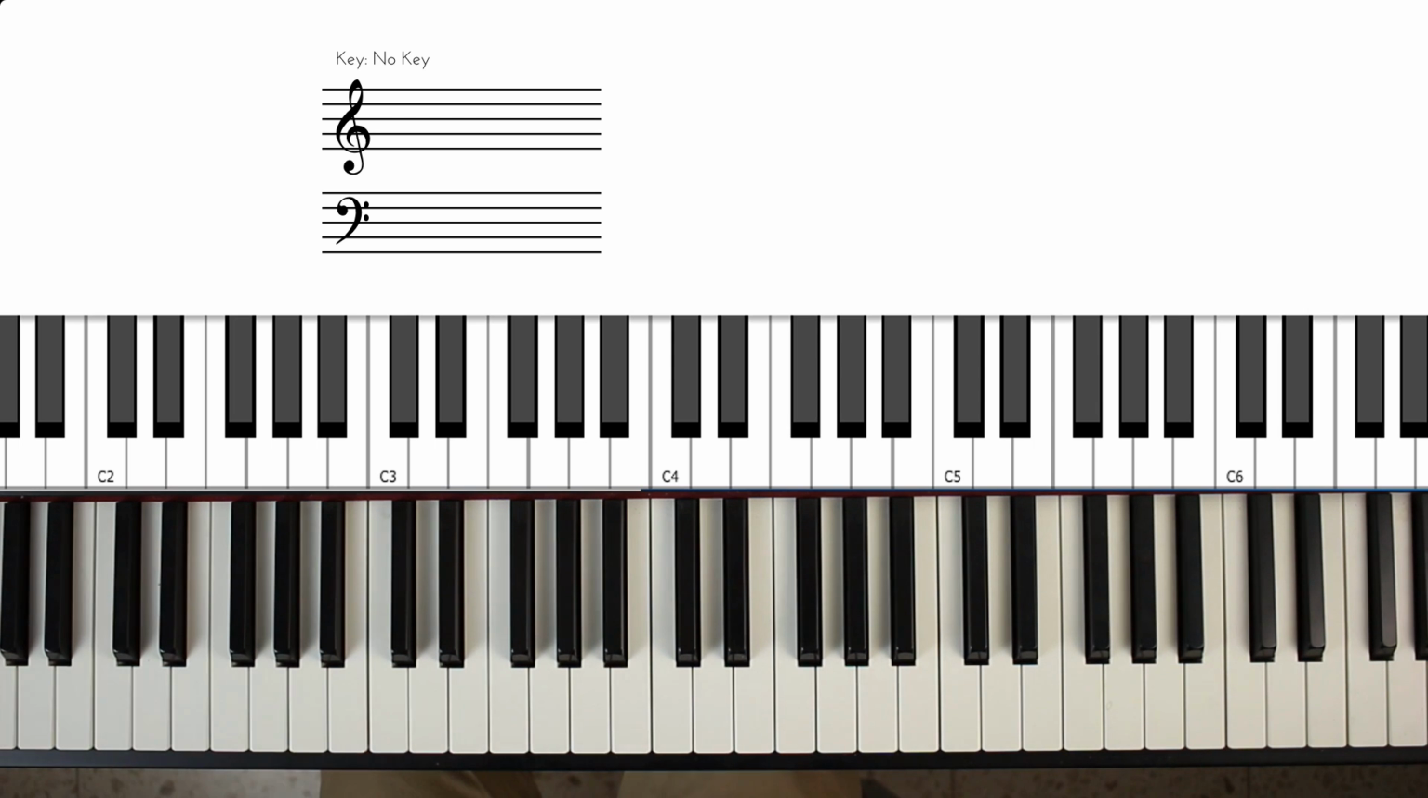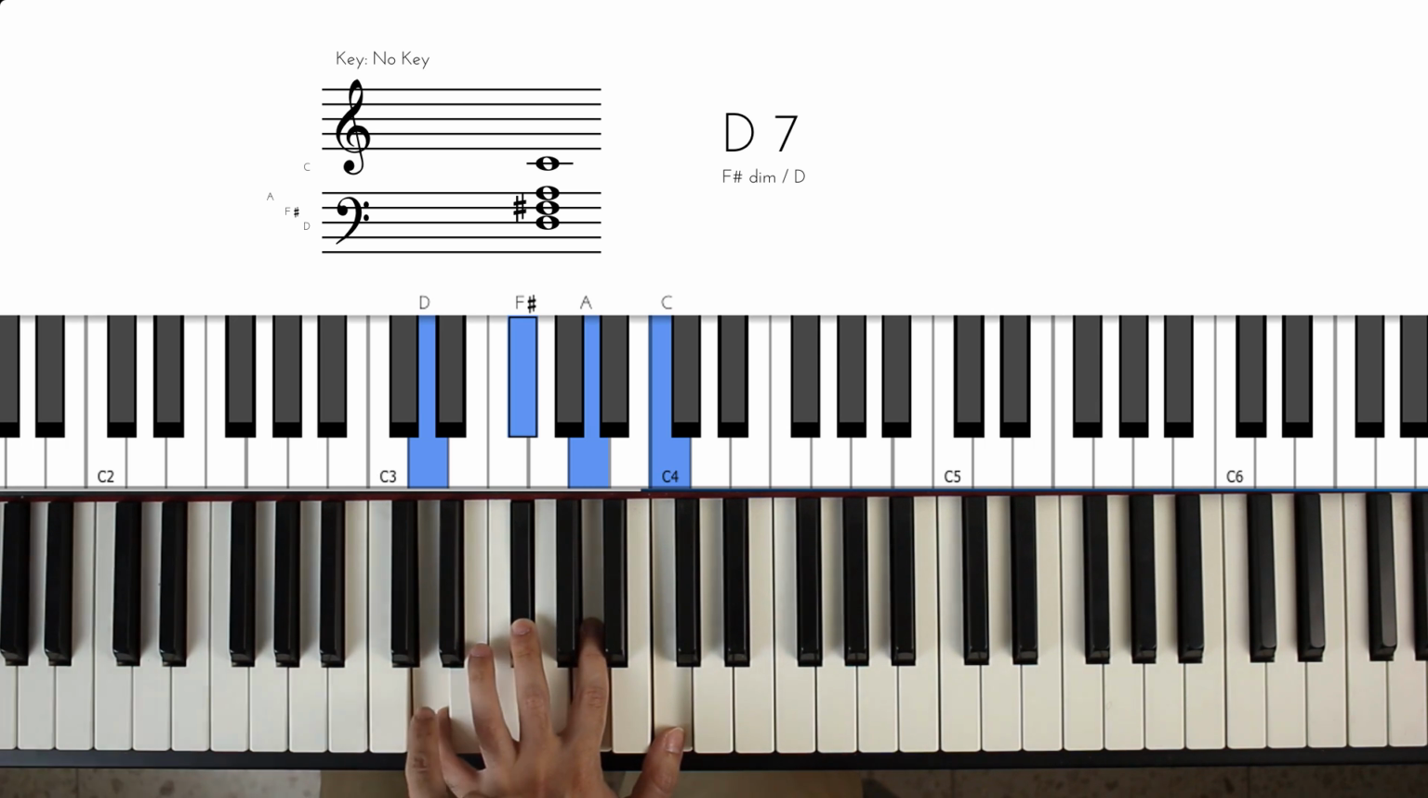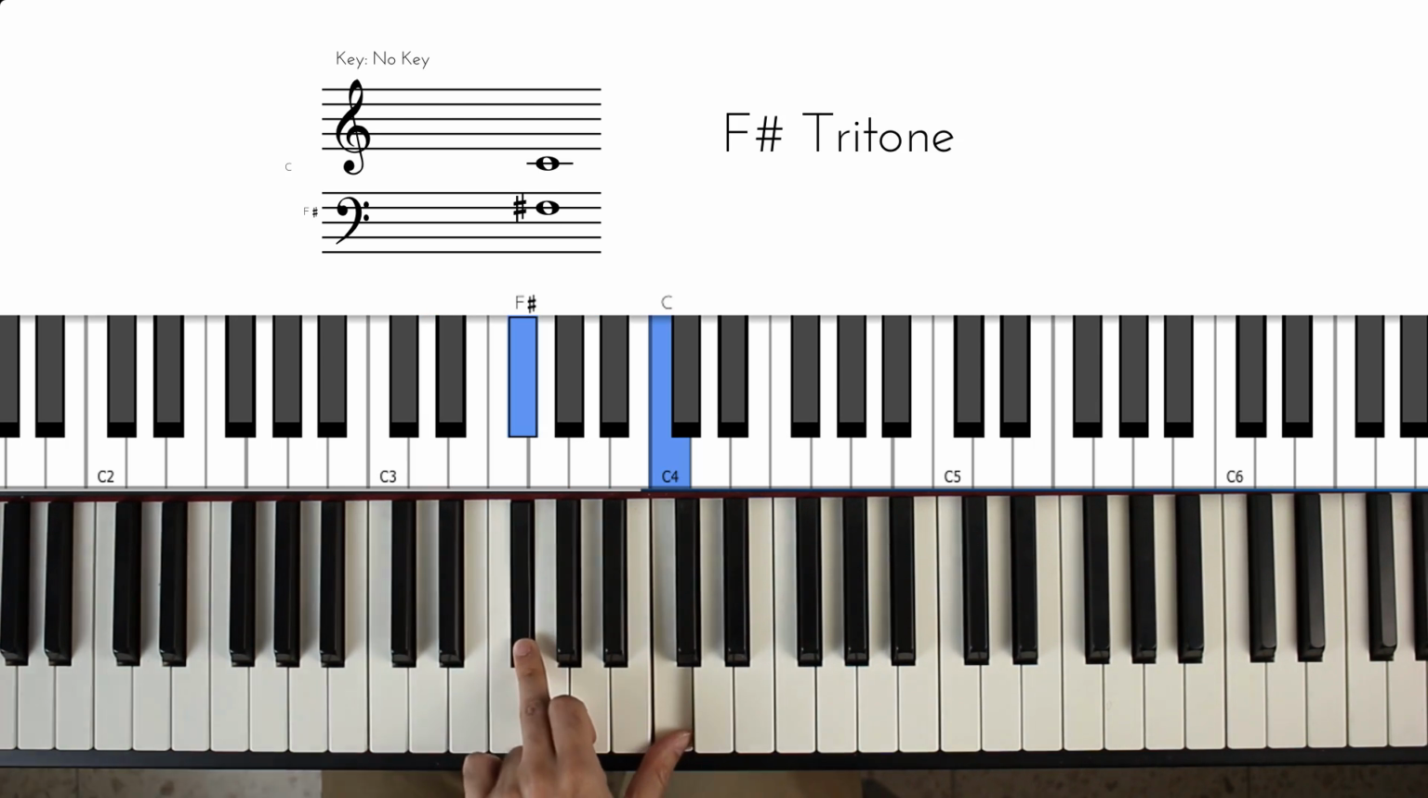Let's have another example. Let's take D. A D dominant seventh chord is this guy. You have a D, F sharp, A, and C, and you only retain the third and seventh, so that would be an F sharp and a C. So here's the tritone voicing for D.